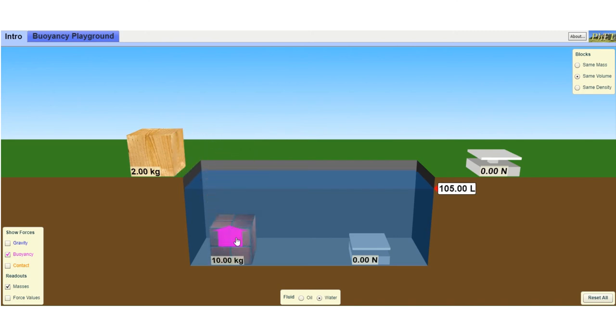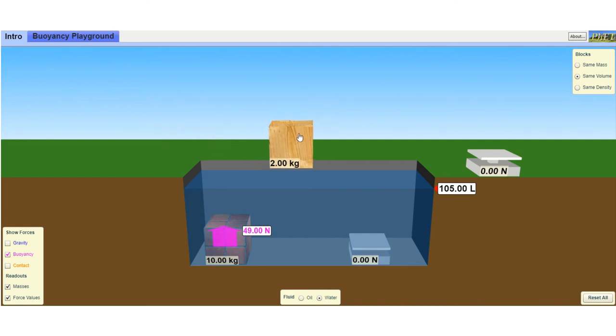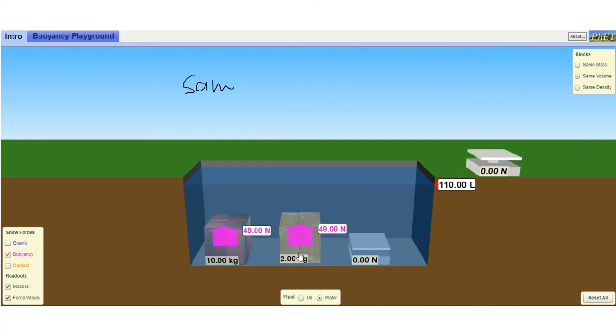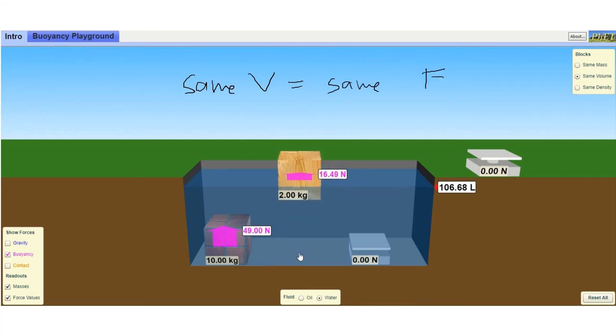This pink arrow here is the upthrust force. 49 newtons, okay. No problem. What if I drop the wood block inside? It didn't properly sink. Okay, never mind, push it all the way down. Ta-da! So you see, if they have the same volume, they have the same upthrust acting on them. Very much like the ping pong ball and golf ball. Both have the same upthrust force, because same volume. So then why does one sink and one float?